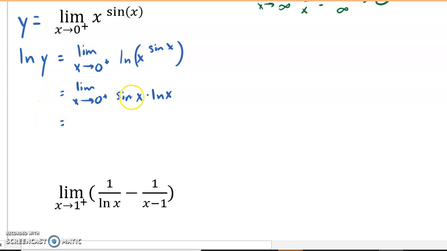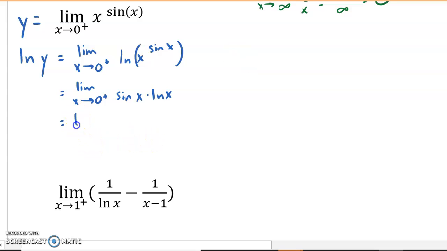Okay, well, that's 0. Sine of x is 0. And then natural log of 0. Remember that the natural log function has a vertical asymptote here at x equals 0. So as we approach 0 from the right, this thing is going to negative infinity. So this is 0 times negative infinity. So that's an indeterminate form that we've dealt with a few times.